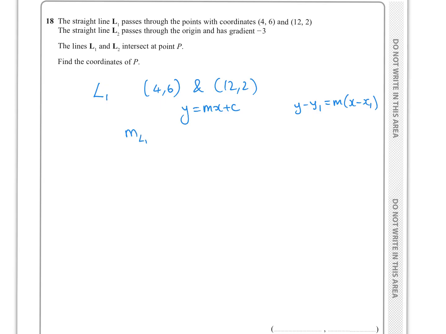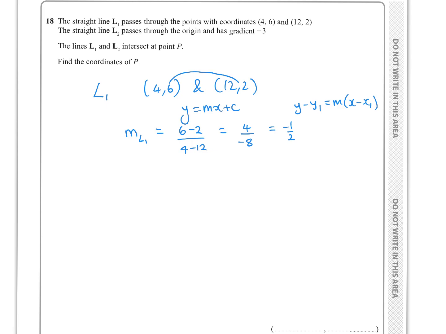So the gradient of L1 would be the change in y. So I'm going to do 6 minus 2. This one, change in y. You can do 2 minus 6, it's up to you. Divided by 4 minus 12. And that's going to give us 4 over negative 8, which is negative a half.